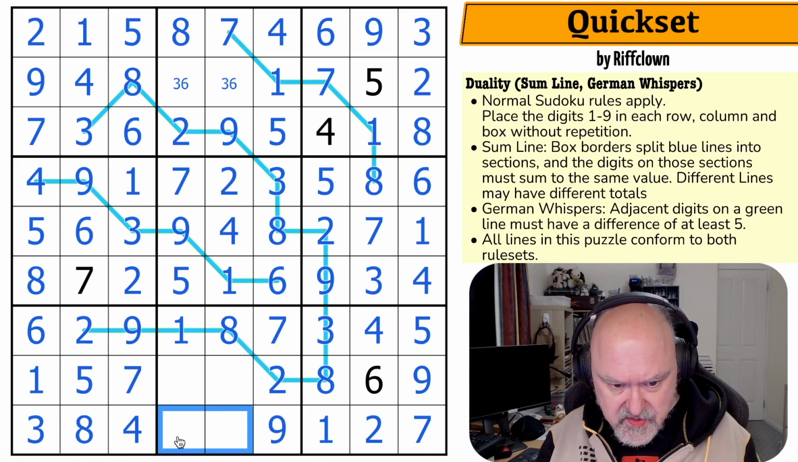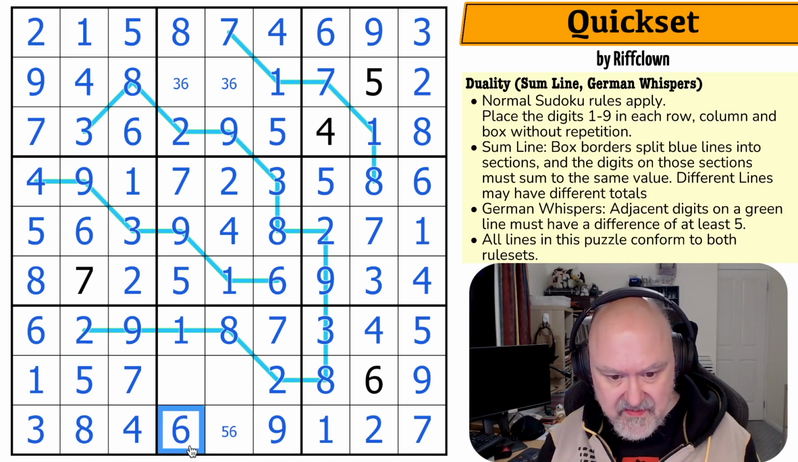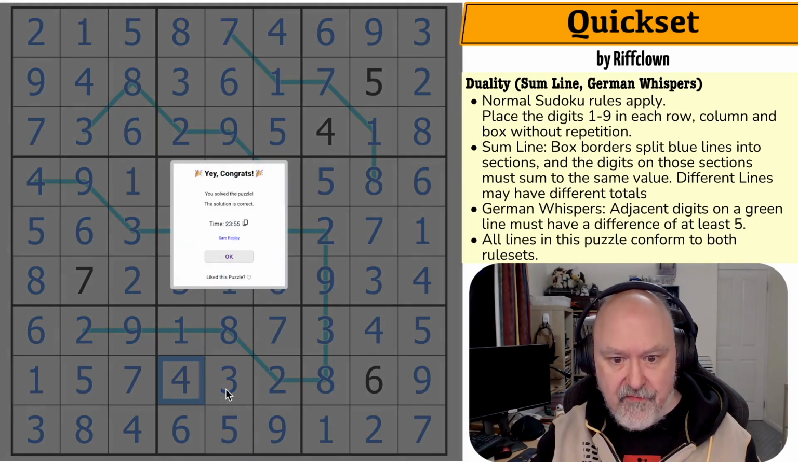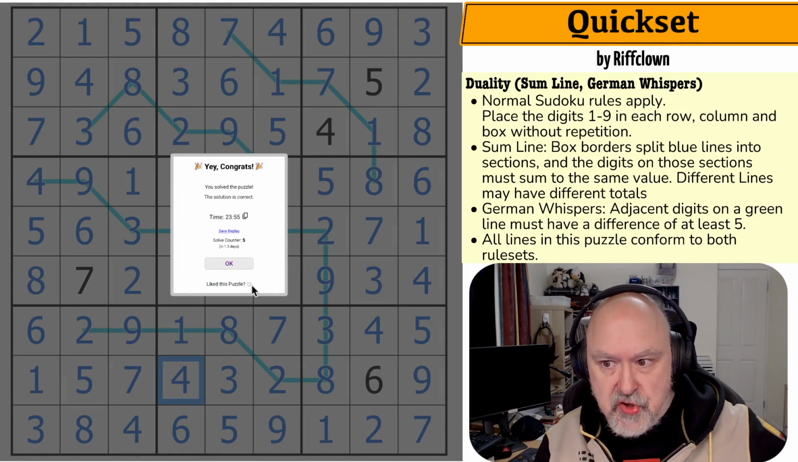So these 1, 2, 3, 4, 5, 6, and the 5 looks down, making that the 6 and that the 5. The 6 looks up, making that the 3 and that the 6. And in this box, I haven't put the 3 or the 4, and I'll use the 4 to make that the 3 and that the 4. And that is the solution to Quickset by Riffclown.